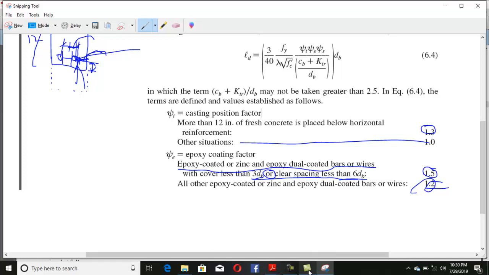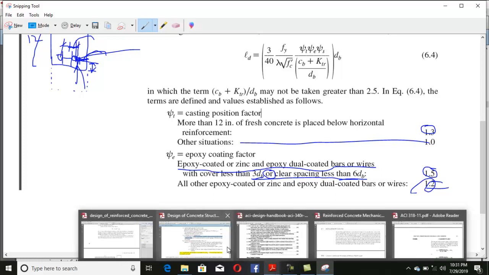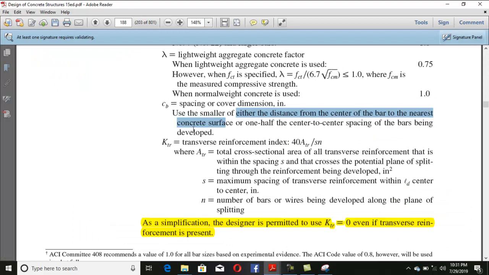Okay. So among these three values, you will understand these terms in examples. Okay. But you must know a little bit about these things, that what is Cb, that you have to select this value from three terms.